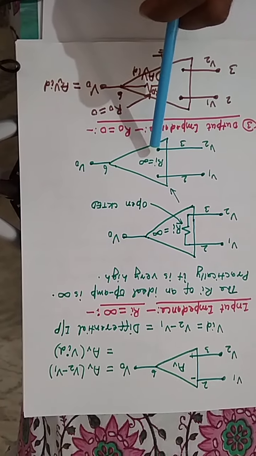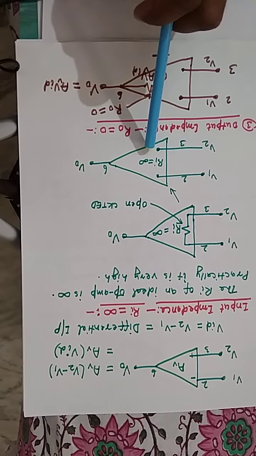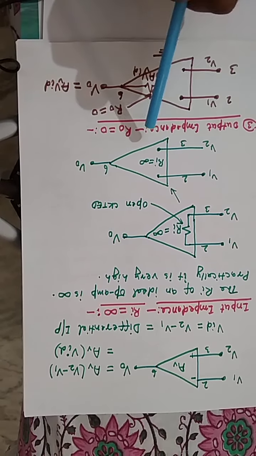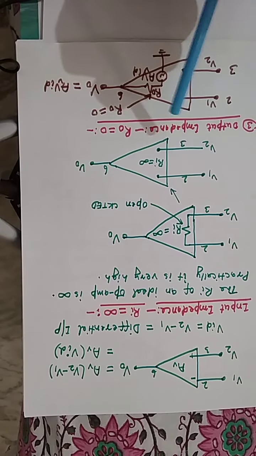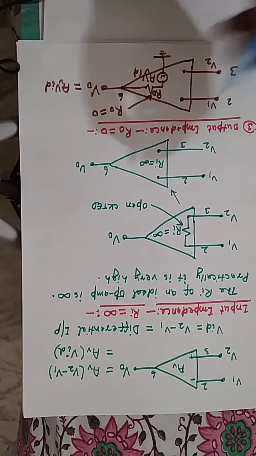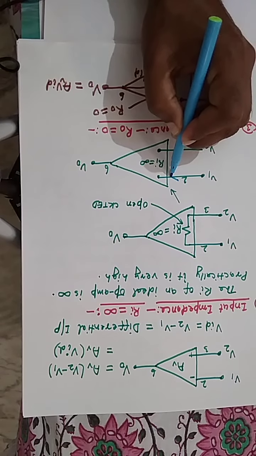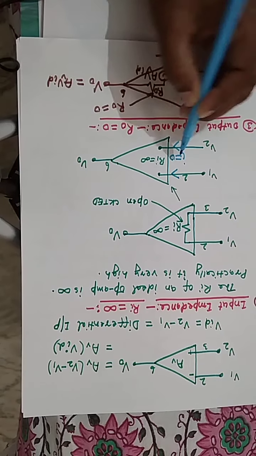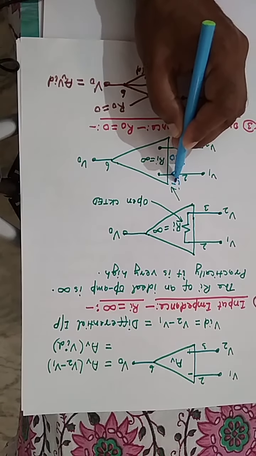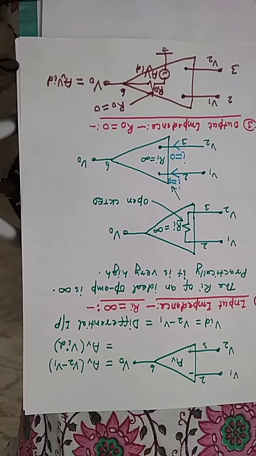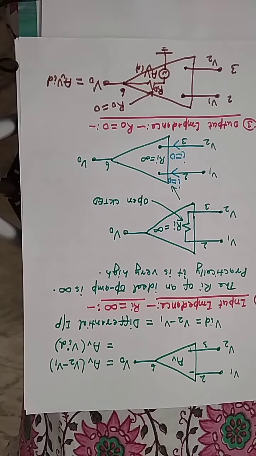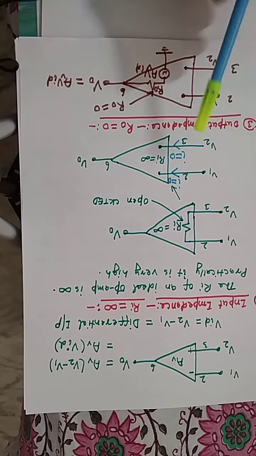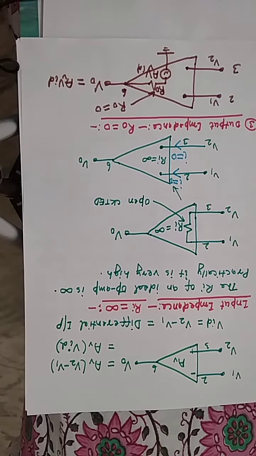So what is the significance of this infinite input impedance? That the op-amp ideally does not draw any input current. This means here I is equal to 0 and also here I is equal to 0. Okay guys, this means the input impedance is infinity, and the significance of this characteristic is that the op-amp does not draw any input current.